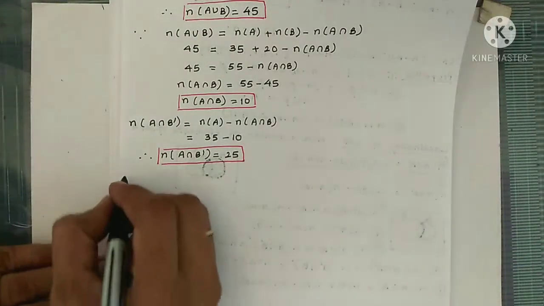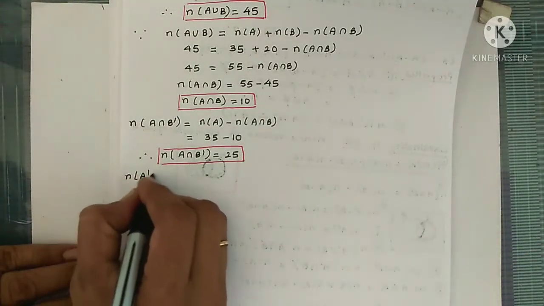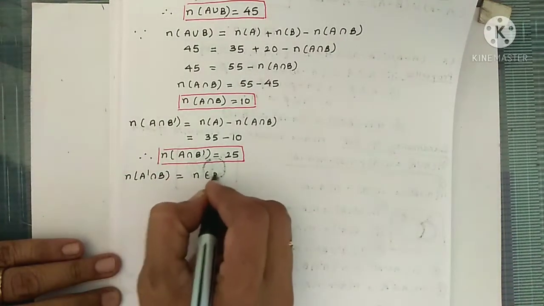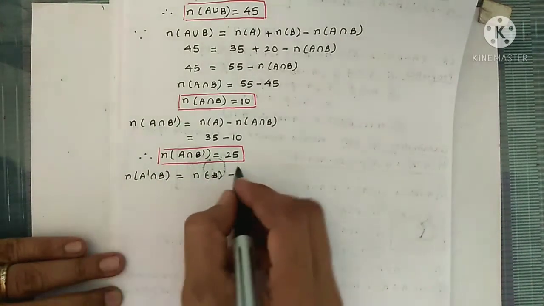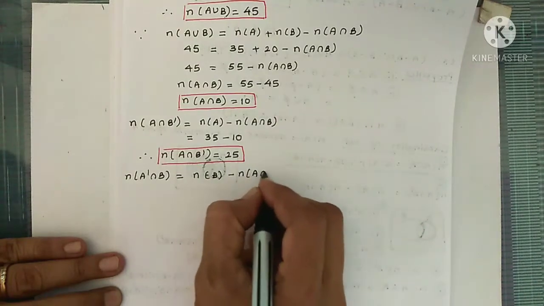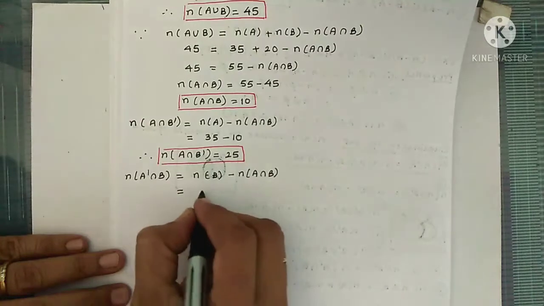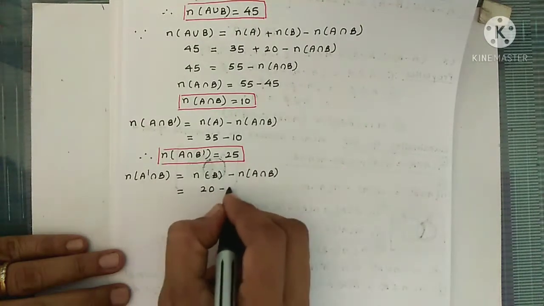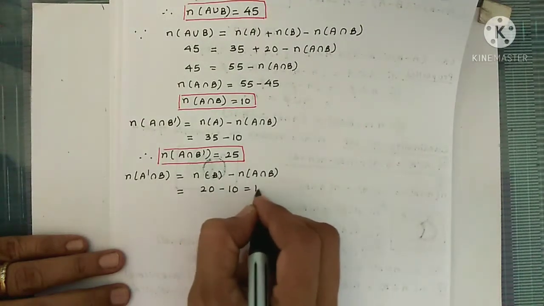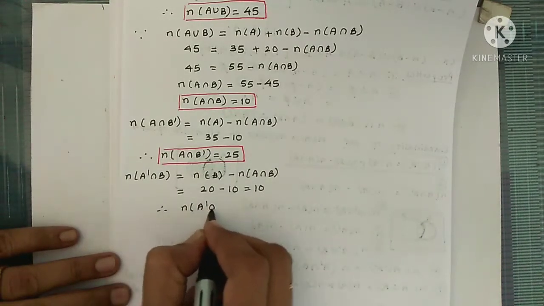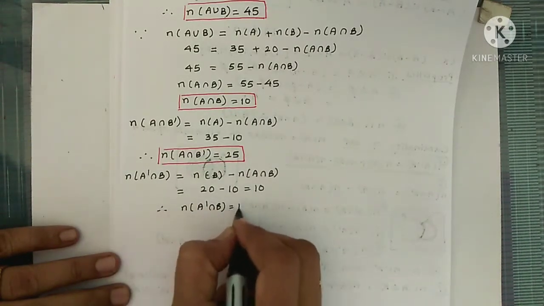Now, n(A' ∩ B). We have to write the term without the complement sign first. So it is n(B) minus, now remove the complement one, n(A ∩ B). So n(B) is 20 minus n(A ∩ B), which is 10. Therefore, n(A' ∩ B) equals 10.